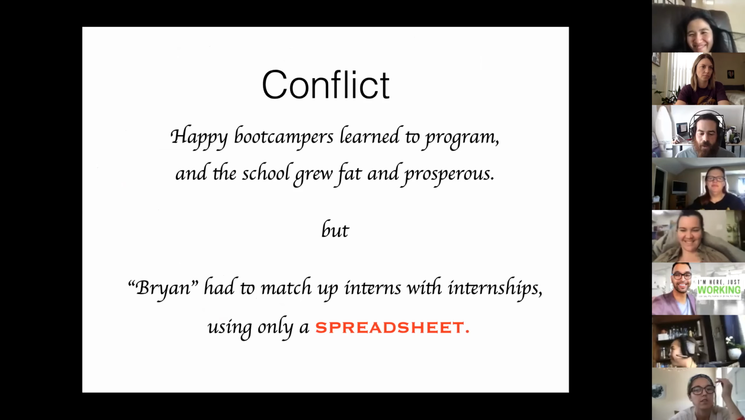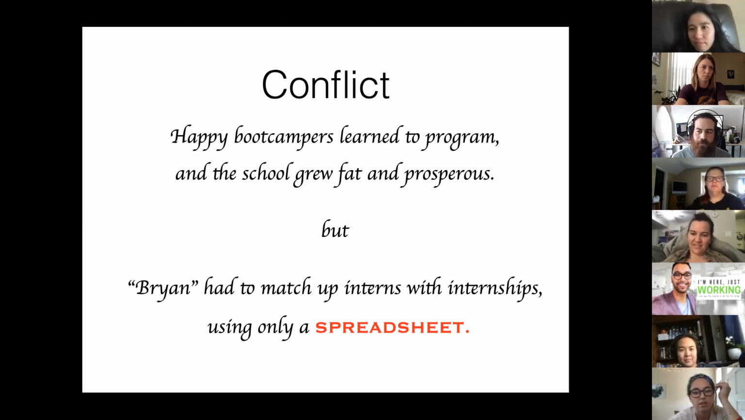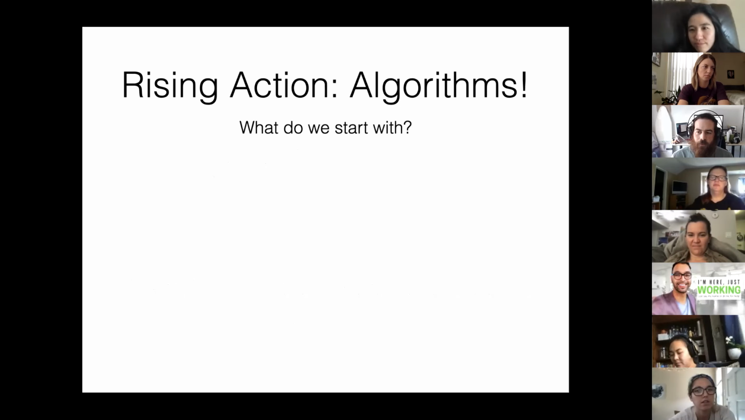Someone has to match up these interns with their internships, and all they have to use is a spreadsheet. And that's pretty rough because there's a lot of interns, a lot of internships as the boot camp gets more popular. So can we solve this problem with an algorithm? What are we going to start with? Let's start with our input, right? Because remember, we need a very precisely specified input, and then we need a rule.